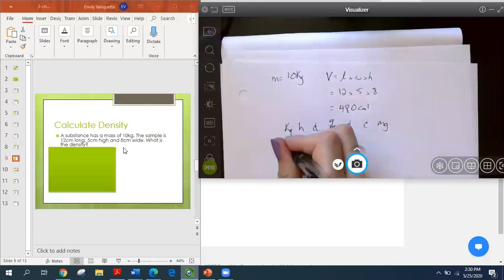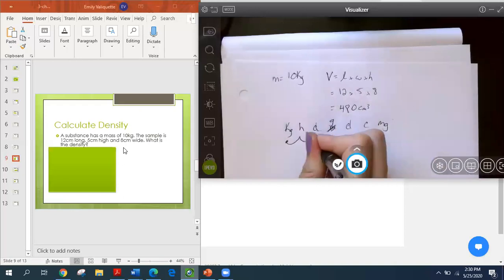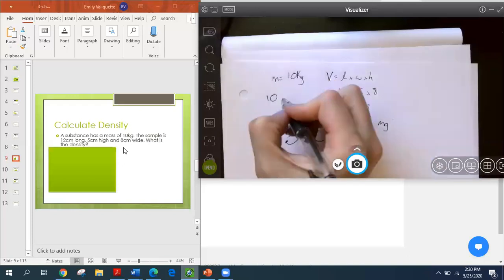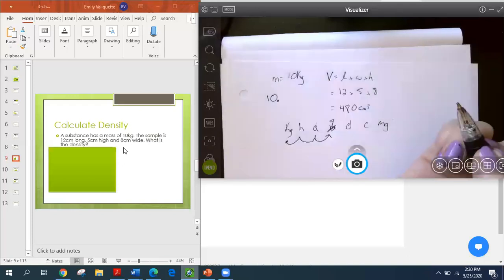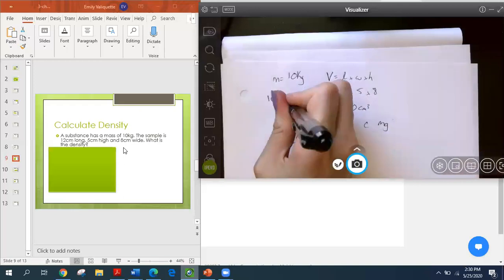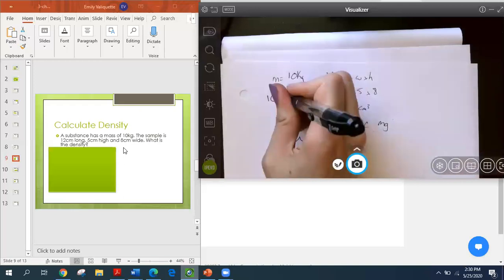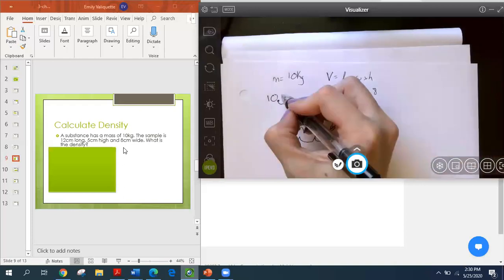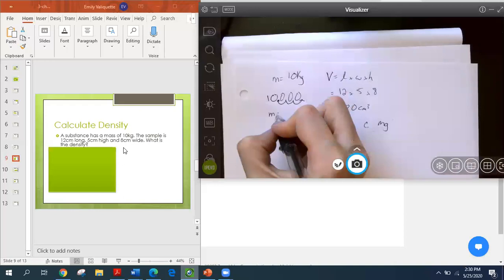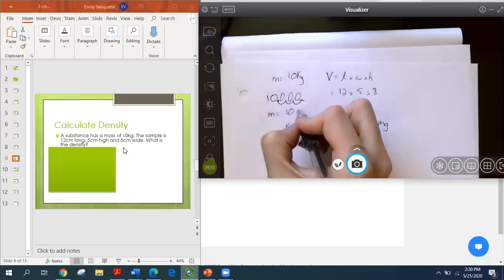So to do that, I move 1, 2, 3 spaces to the right. So I'm going to take my 10 kilograms. There would be a decimal place right there. And I'm going to move 1, 2, 3 spaces to the right. And then I just put in my zeros for each of those spaces. So my mass is actually 10,000 grams.